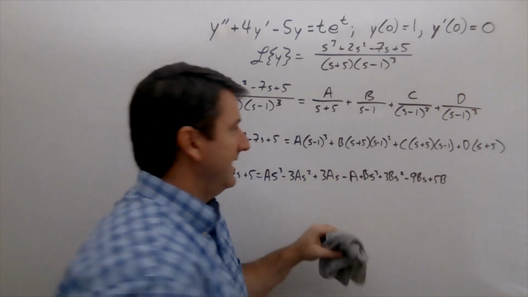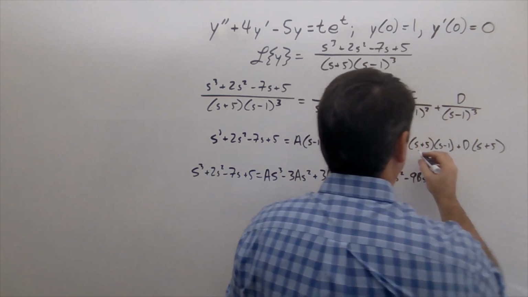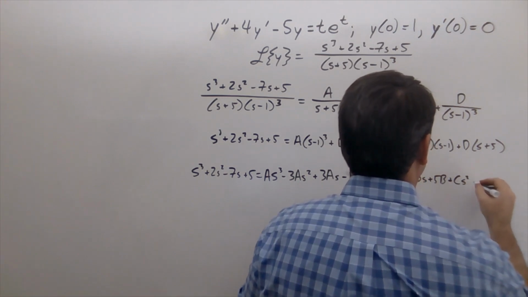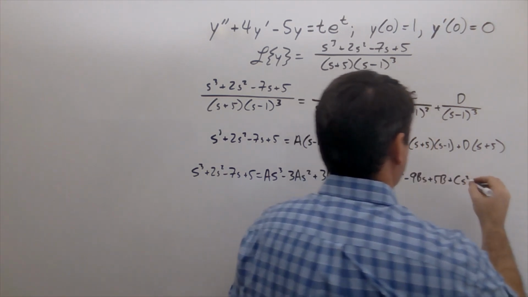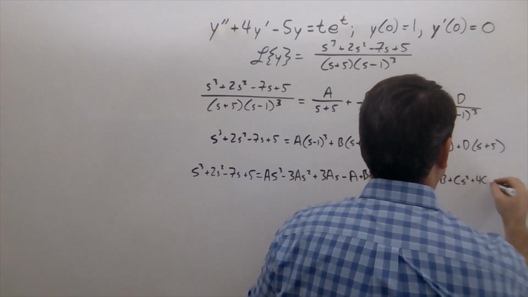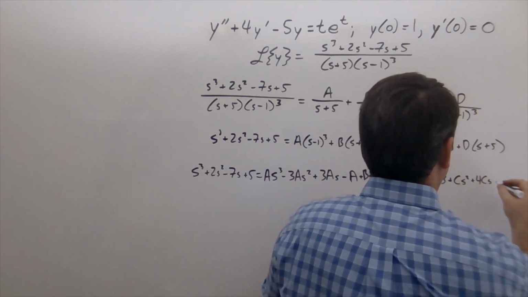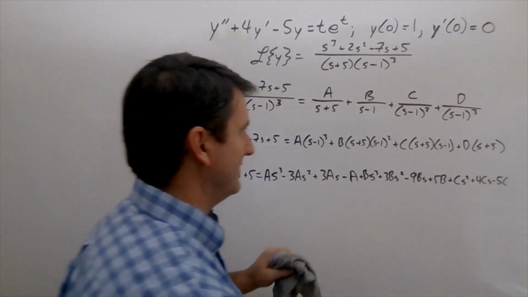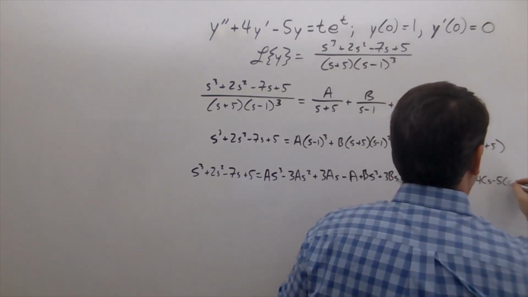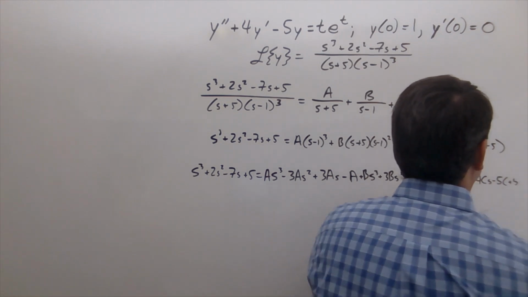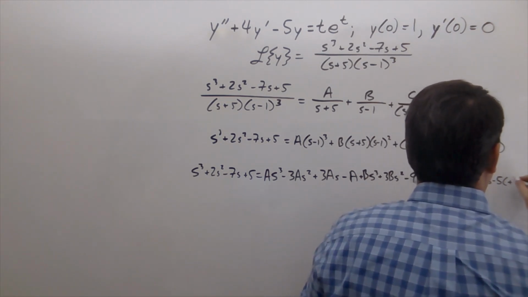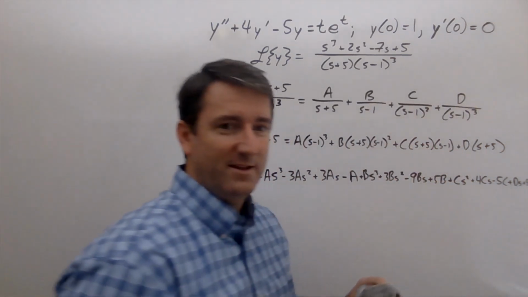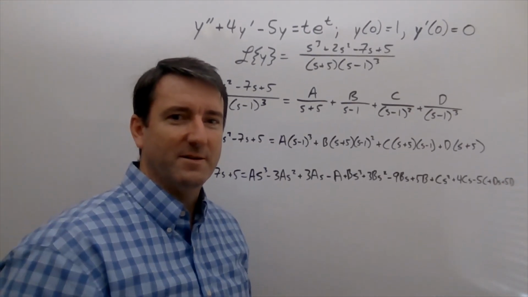Then C is going to be, so plus C times s squared plus 4C times s minus 5C. We almost ran out of space. Plus Ds plus 5D. There we go.